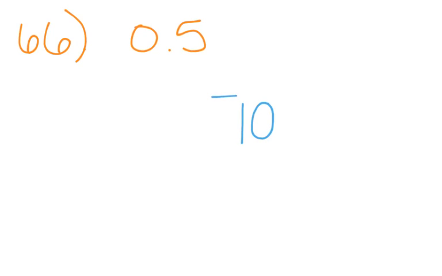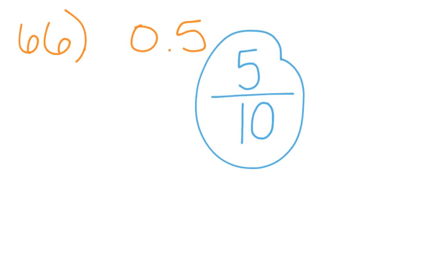All right, number 66 reads as 5 tenths. Okay, you have 1 number to the right of the decimal, so 1 0 is going to be 10, and 5 is your numerator. So this is how you would write 5 tenths as a fraction.